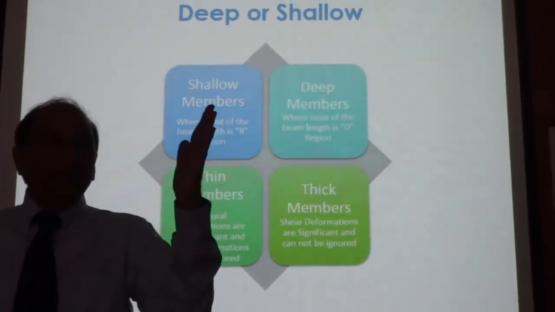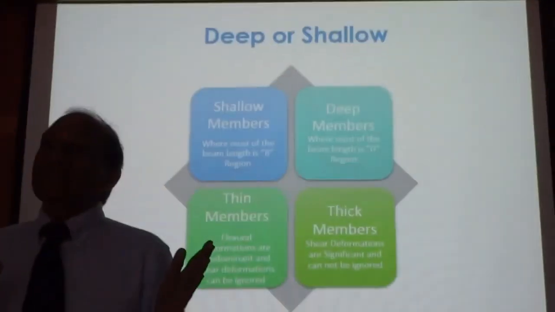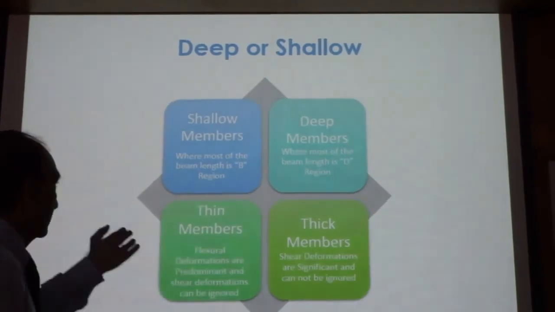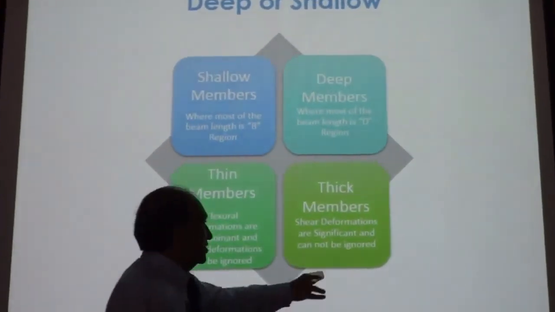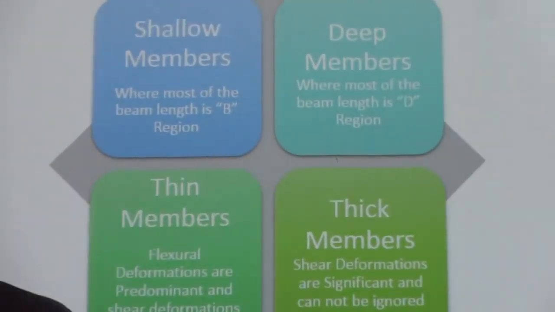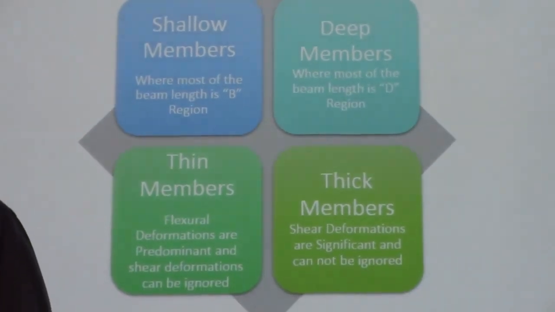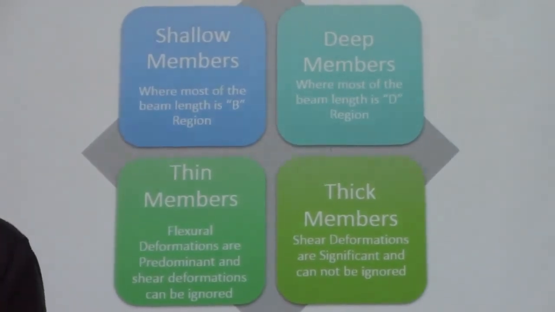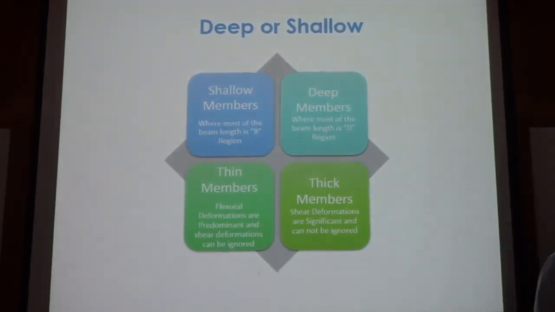Although a deep beam may be a thick beam, but not necessarily. Rules are different. One is based on the B and D regions, which is based on dimension. The other one is based on whether shear or flexural deformations proportion, right? So it's a confusing thing, and that's why one exam question will be from this slide. So please do understand the difference between these four terms.